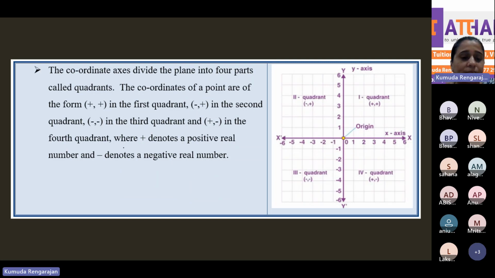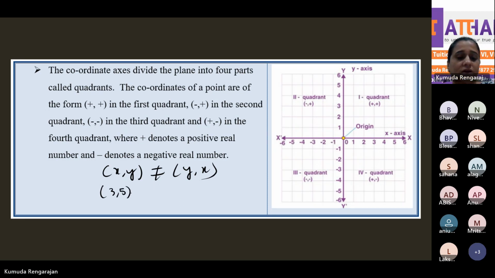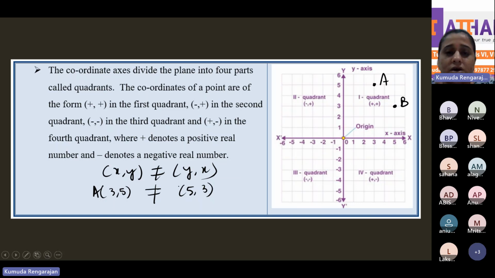And the address (x, y) is not equal to the address (y, x). For example, we have say (3, 5). This address is not equal to the address (5, 3), because we know (3, 5) is this one, while (5, 3) is this one. So the address (3, 5) is not equal to the address (5, 3), which means (x, y) is not equal to (y, x).